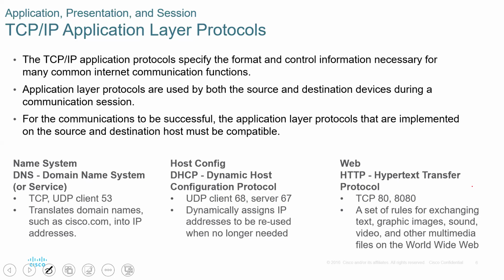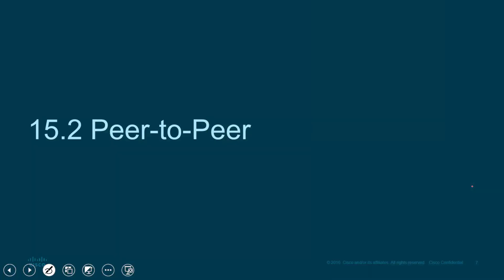If you are using DNS, DNS functions on port 53, and it translates the domain name to the corresponding IP address. DHCP, on the other side, functions on ports 68 and 67, and it dynamically assigns IP addresses to end devices. Then you have the web protocols. HTTP functions on port 80 or 8080, and it's just a set of rules that exchange text, graphics, images, and things like that.